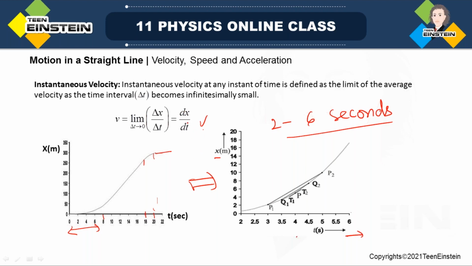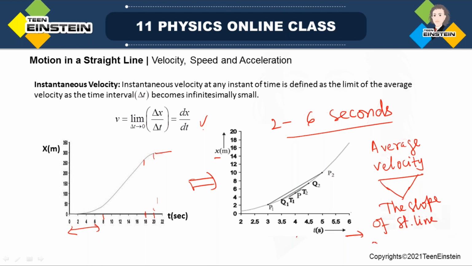So we know that average velocity is represented graphically as the slope of the straight line joining 2 points on the position time, x-t, plot. So this is what we have learned last day.